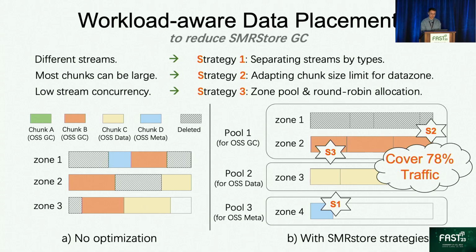We also observe that some chunks could be smaller, so they should be interleaved with the other chunks. So SMRSTORE GC is still inevitable, but the first 2 pools can cover up to 78% of traffic, so the amount of GC has been much reduced.